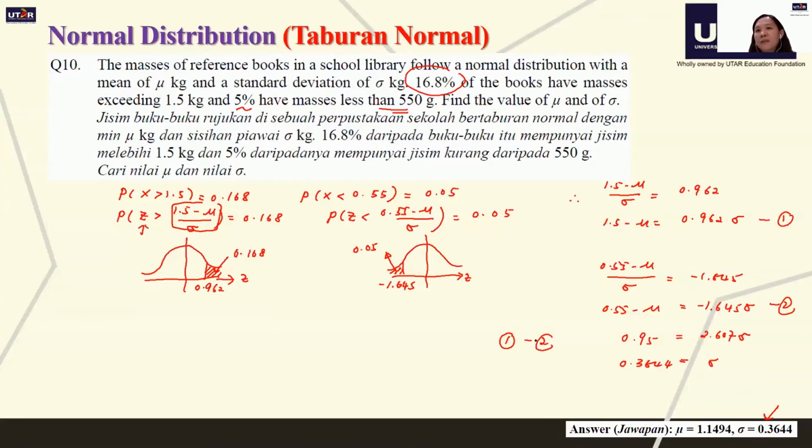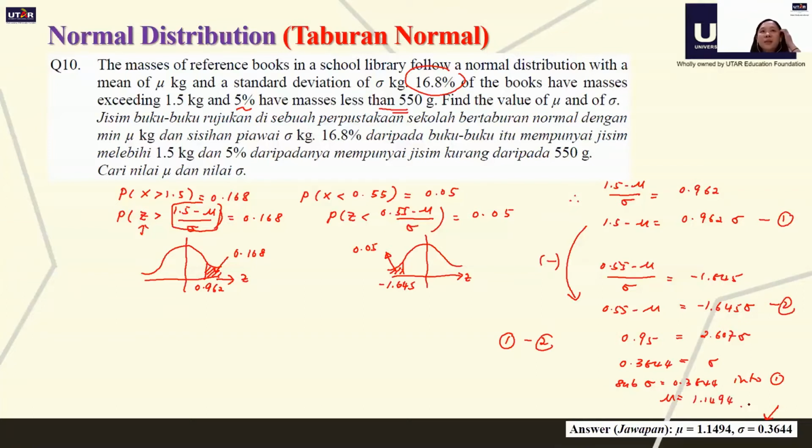Okay, solve your equation taking 1 minus 2. Then from there, you can find a sigma. And of course, after you get the sigma, sub the sigma into maybe your first equation and second equation, then you solve your mu. Yeah, you solve your mu. So your mu will be 1.1494.